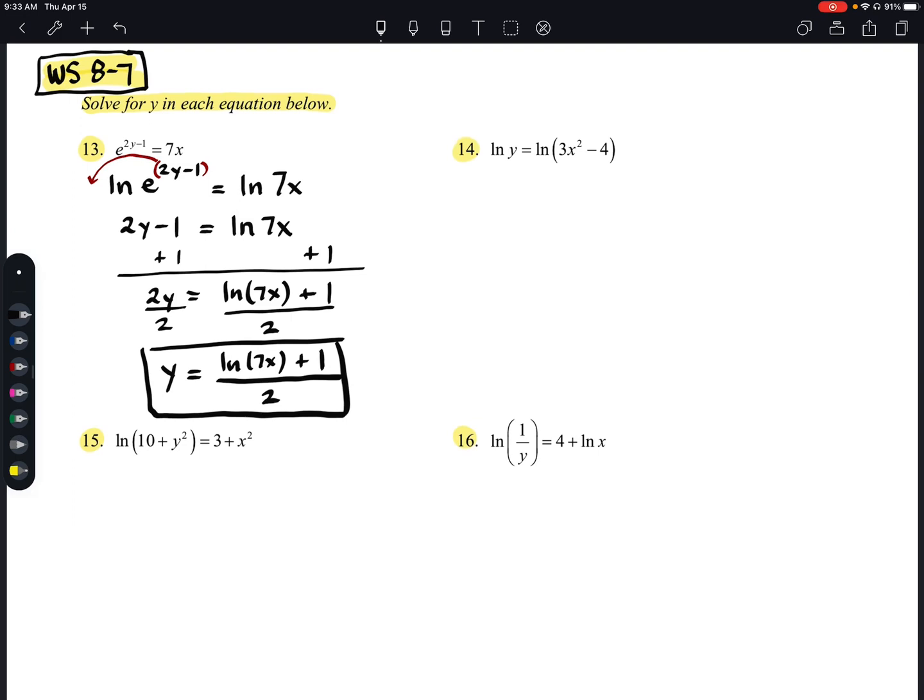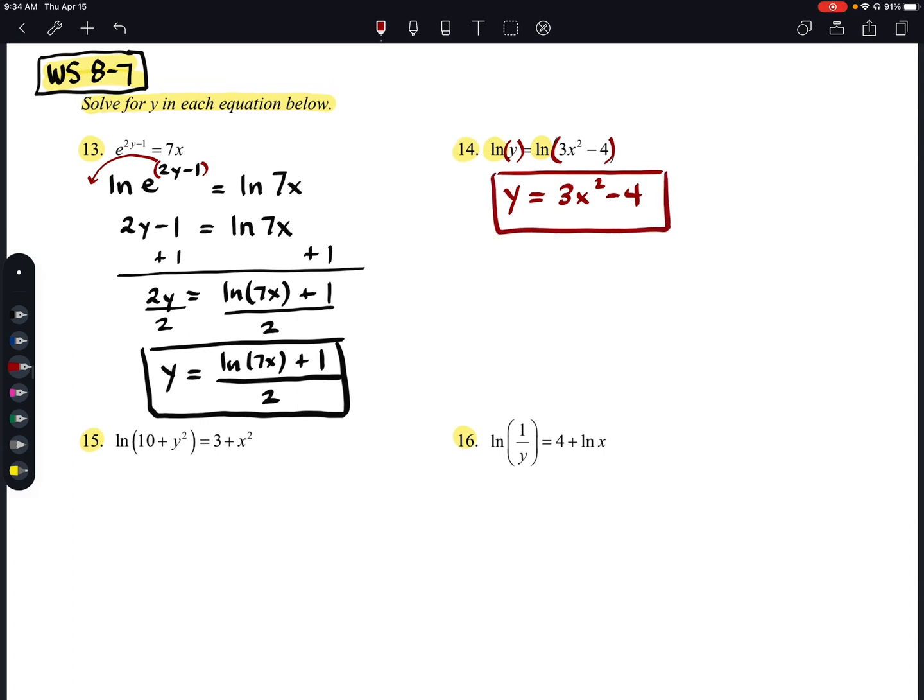Number 14, we have the natural log of y equals the natural log of 3x squared minus 4. Well, here's the thing. This equation, we have logs on both sides. So if I have one log on both sides and nothing else going on, in order for this to be a true statement, our y has to equal whatever is inside these parentheses. So in other words, y has to equal 3x squared minus 4. And that's all we need to do on that one.